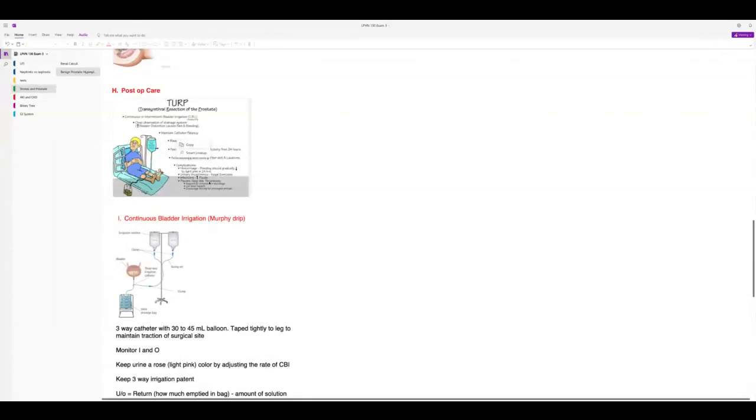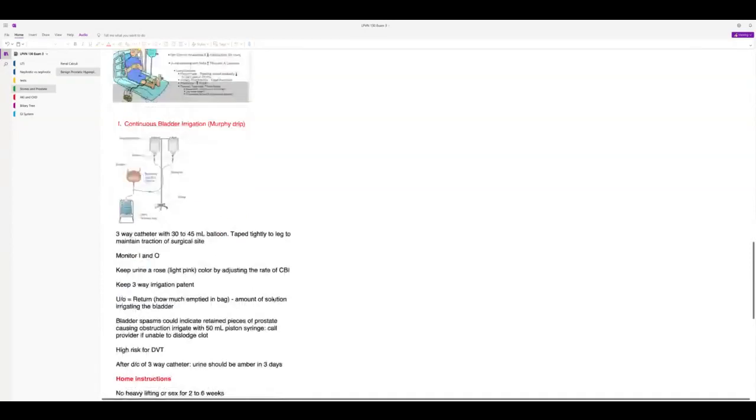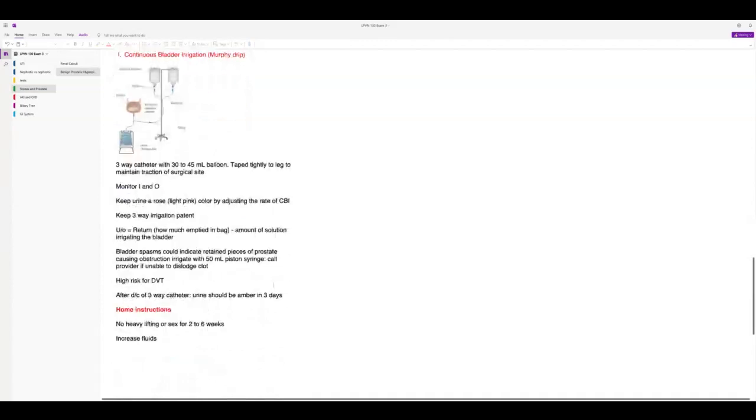It's a 3-way catheter, and it has a balloon with 30 to 45 mLs, and it's taped lightly to the leg to maintain traction. Now, this is what happens. They come into the PACU, they wake up, and they start trying to climb out of the bed because they feel like they have to pee, since this is a bigger catheter than you're used to. They keep saying, I gotta pee. You're going to hear that over and over again. You're going to monitor the I&O, keep urine a light pink color, and adjust the color by increasing the rate of the continuous bladder irrigation.